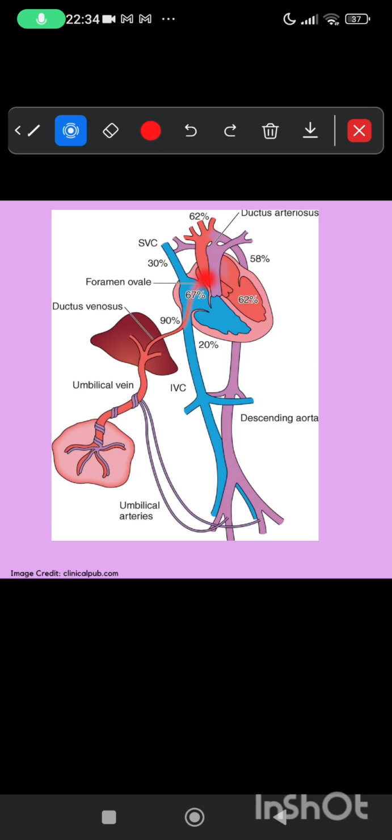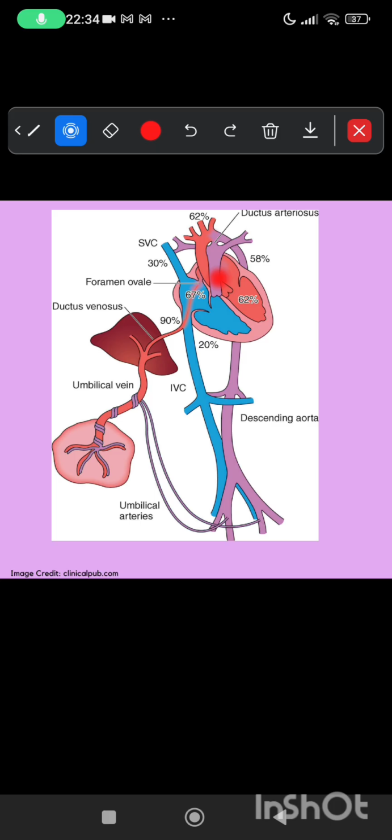Now between the right atrium and left atrium, there is an opening. That opening is the foramen ovale. So this foramen ovale lets the blood flow from the right side straight go to the left side.